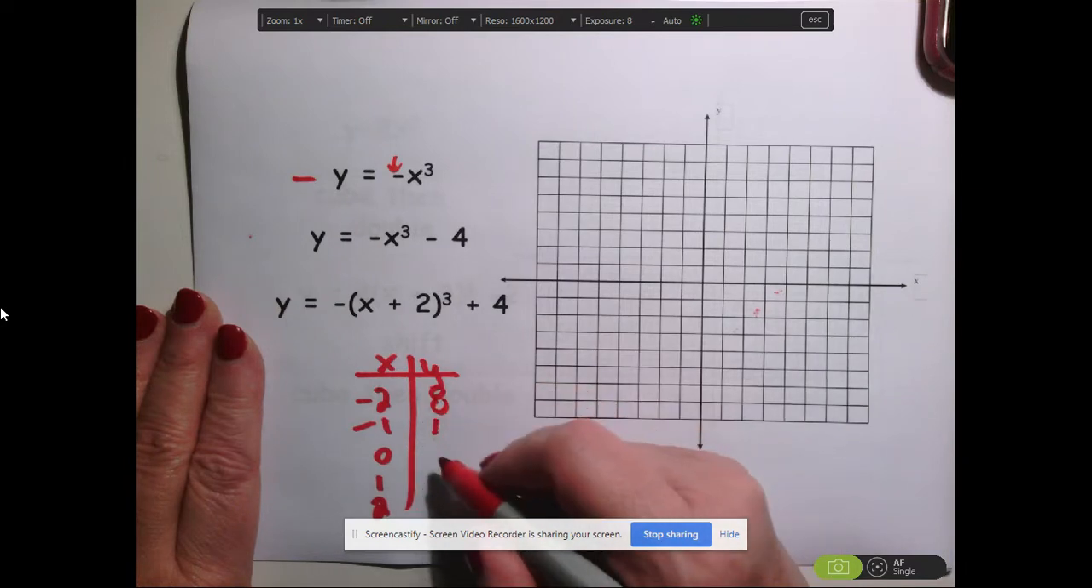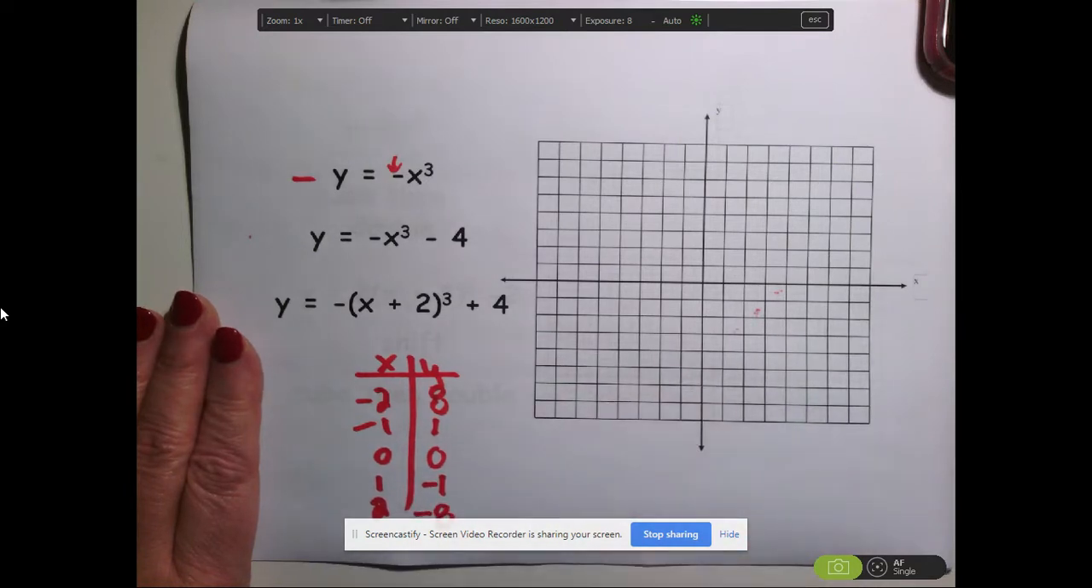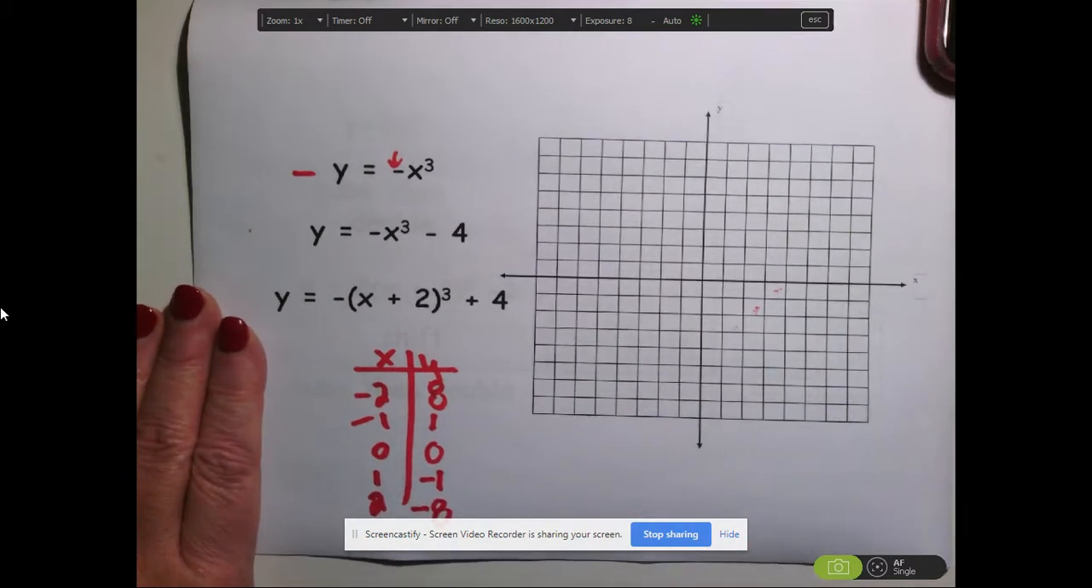This will give me a positive 1. This will still give me a 0. This now will give me a negative 1, and this now will give me a negative 8. So this is going to create a flip, which you'll see in just a second.